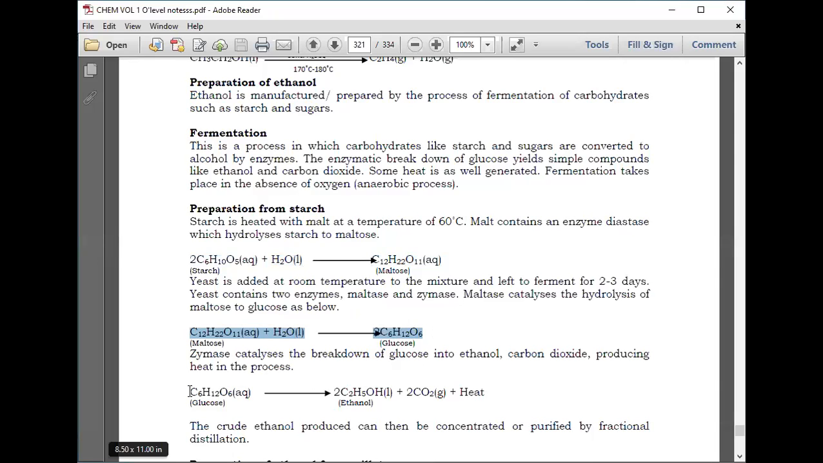I repeat, these three equations are very, very important, but the most important one is the last one, where glucose is converted to ethanol, and when ethanol is formed, it is formed with carbon dioxide and heat.